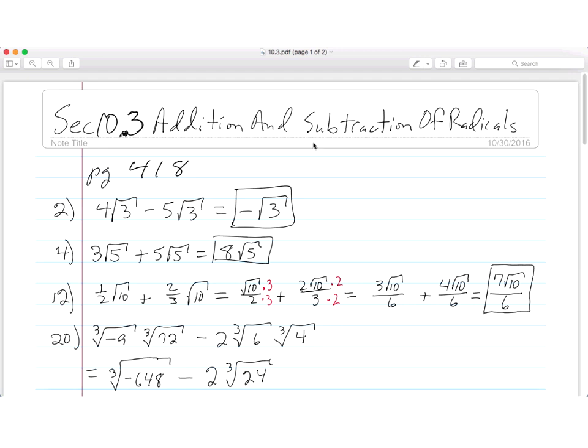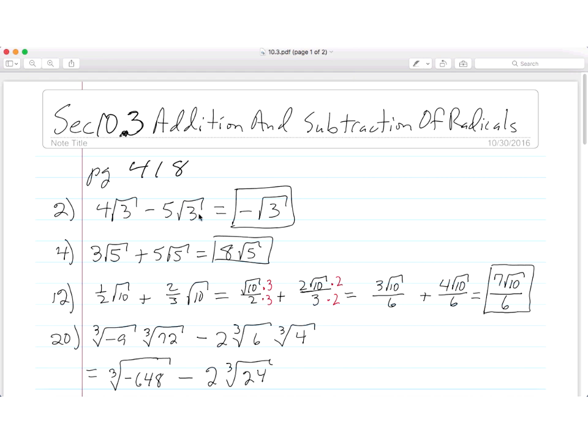3.3, addition and subtraction of radicals. So we'll just do this the same way we did when we were adding like terms back in Chapter 2 for expressions involving some indeterminate. And so let me do on page 418, problem number 2. In exercises 1 through 20, perform the indicated operations.